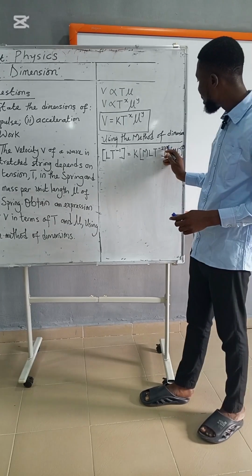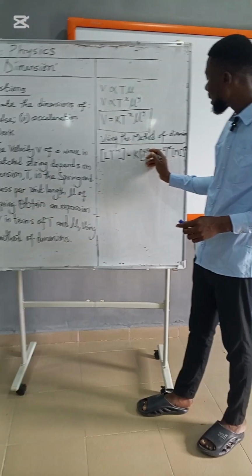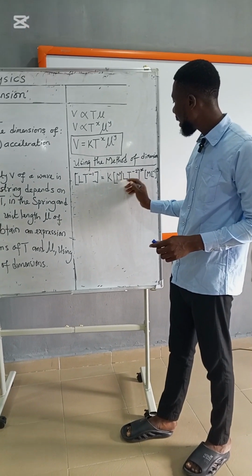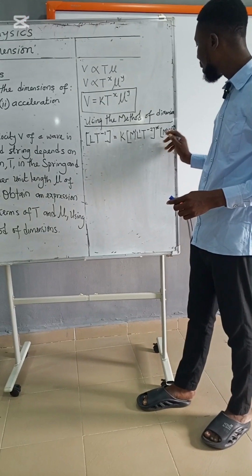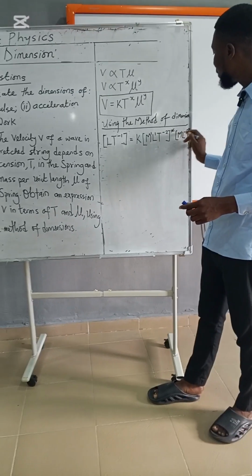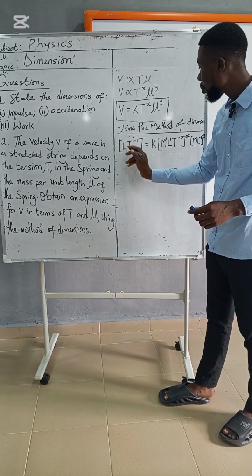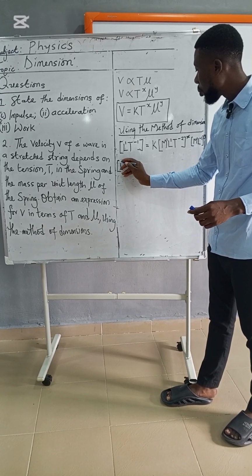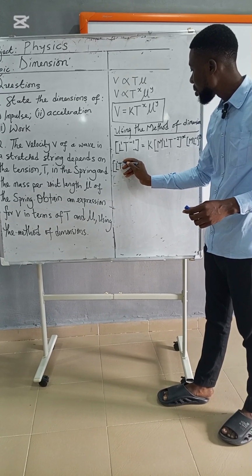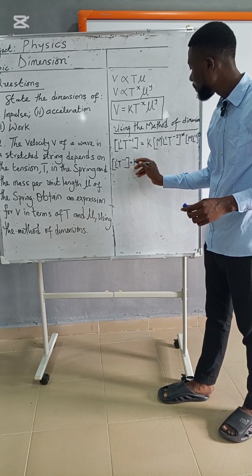Now, I'm going to use these powers to open up the bracket. This M has a power of 1. This L has a power of 1. This M here has a power of 1. Then the rest have their own significant power being shown. Now here, this power is 1. So I have L, 1, T raised to power minus 1 equals k.